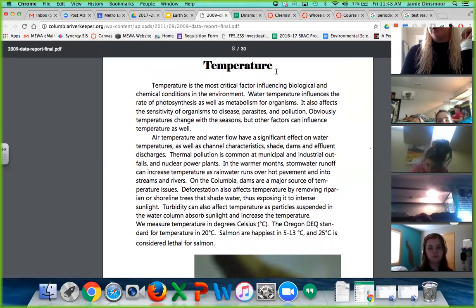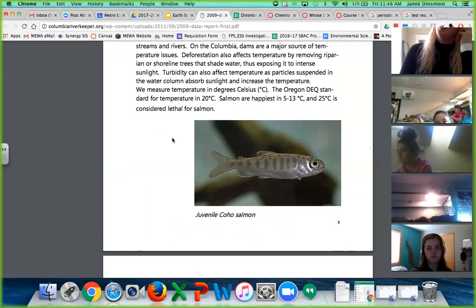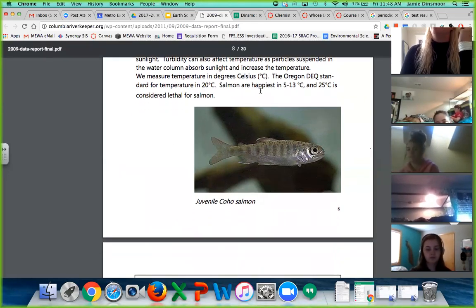It's going to say dissolved oxygen. It's going to tell me about dissolved oxygen. And then they included a picture, right? Because in this case, they're telling us about salmon. Salmon are happiest in water that is 5 to 13 degrees Celsius, right? 25 degrees Celsius is considered lethal for salmon.